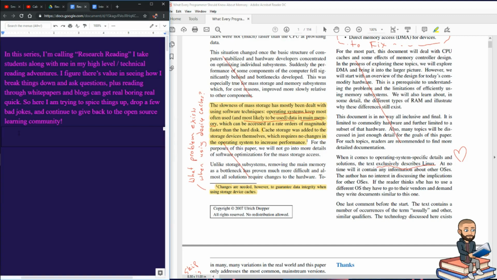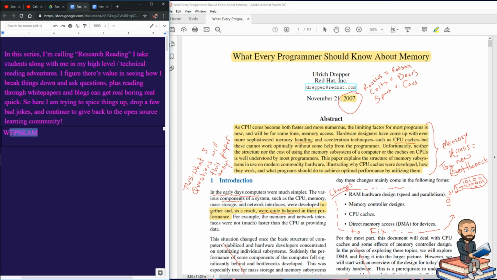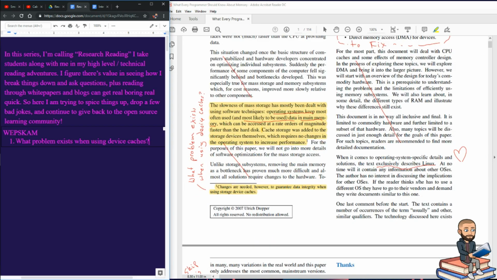So the first question in our new series here, titled WEPSKAM, as in what every programmer should know about memory. So the first question of WEPSKAM is, what problem exists when using device caches? And the answer is right there, data integrity.